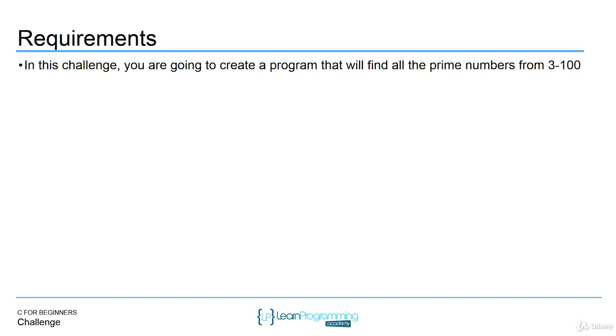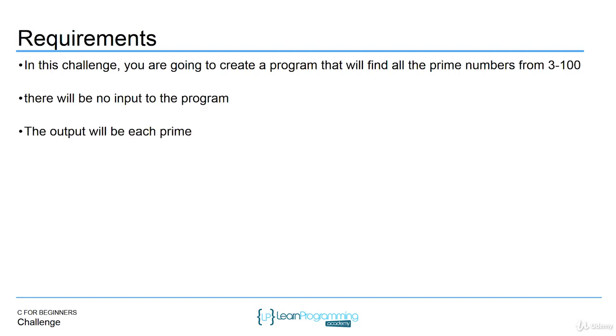And the reason you don't do 0 to 3 is because you're going to hard code those. It's pretty simple. First two prime numbers are 1 and 2, right? That are non-zero. So there's going to be no input to this program, just output. And the output's going to be each prime number separated by a space on a single line. It's pretty basic. All the way up to 100.